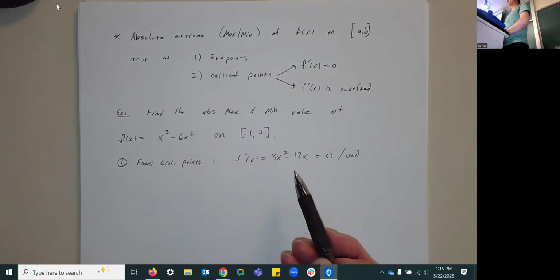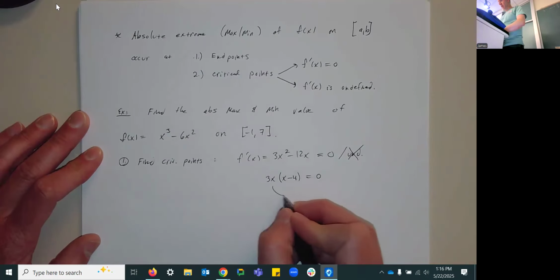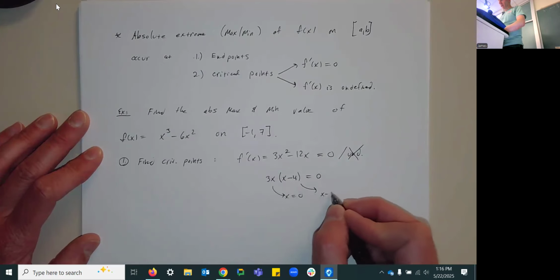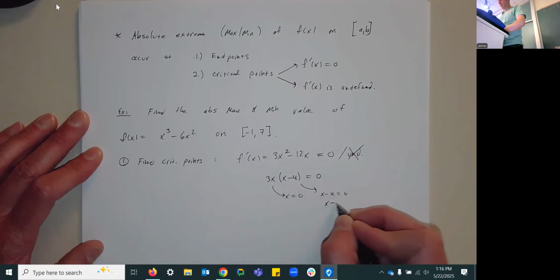So then I set that equal to 0 and try to solve it. I'm going to factor, so I factor out a 3x. I'm left with an x minus 4. So I get two critical points. I get x equal to 0, and I get x minus 4 equal to 0, which means x is equal to positive 4.